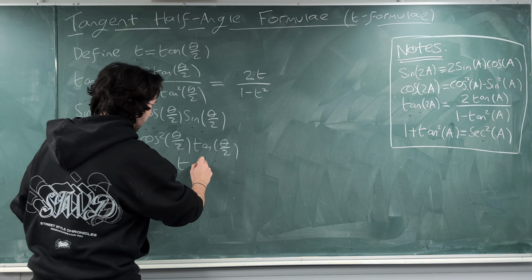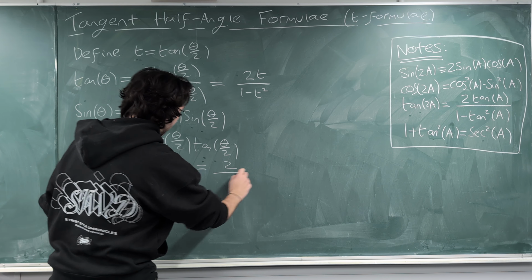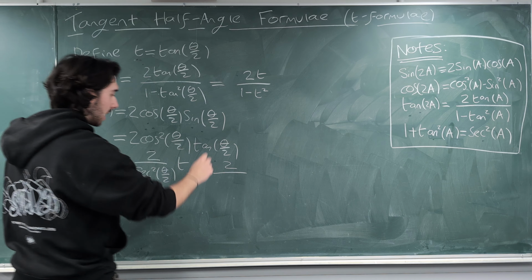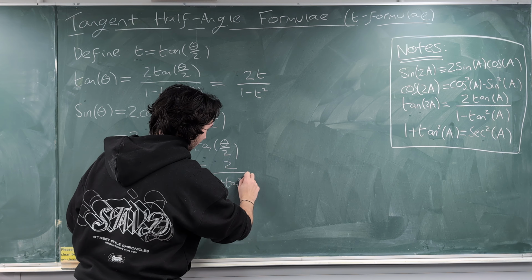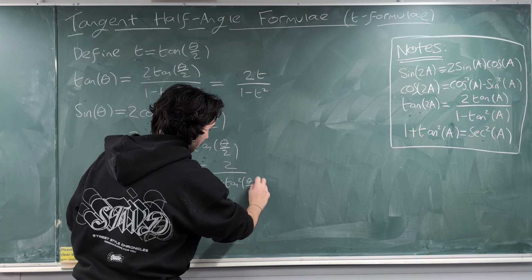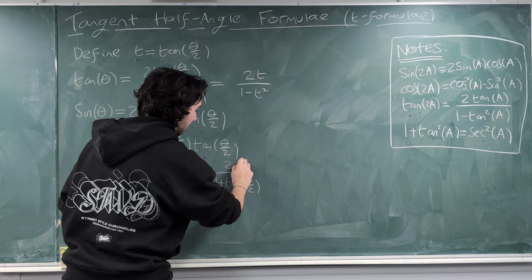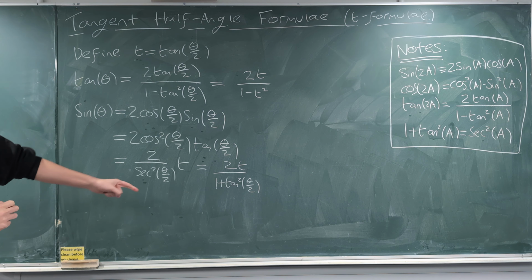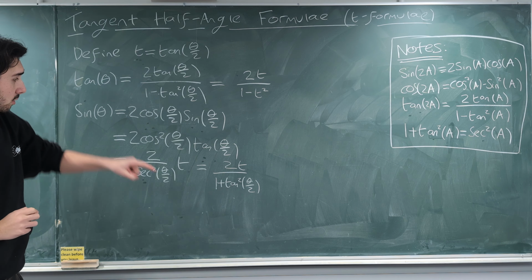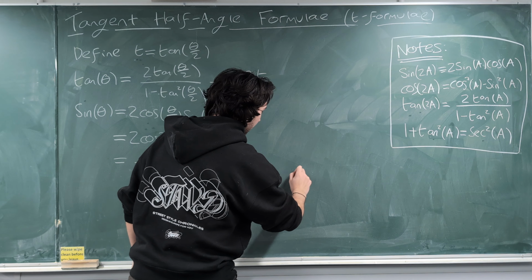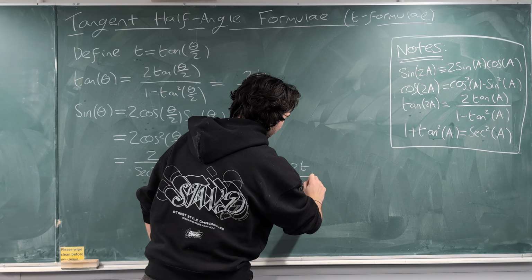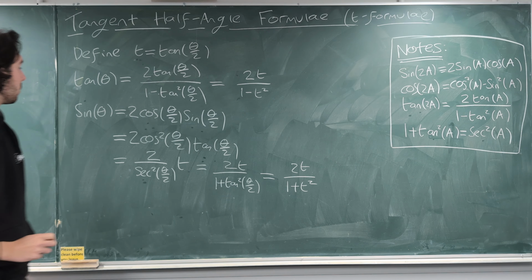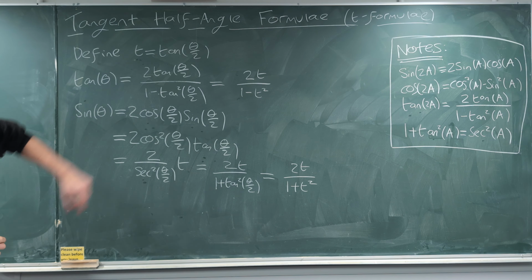So this is 2 over, well, sec squared is 1 plus tan squared. So 1 plus tan squared of theta over 2. And then there's still that t there as well. I'm going to put the t on the numerator. Okay, and again, t is tan theta over 2. So I can write this as 2t over 1 plus t squared. Okay, so it looks very similar to tan theta, but there's a plus instead of a minus there.